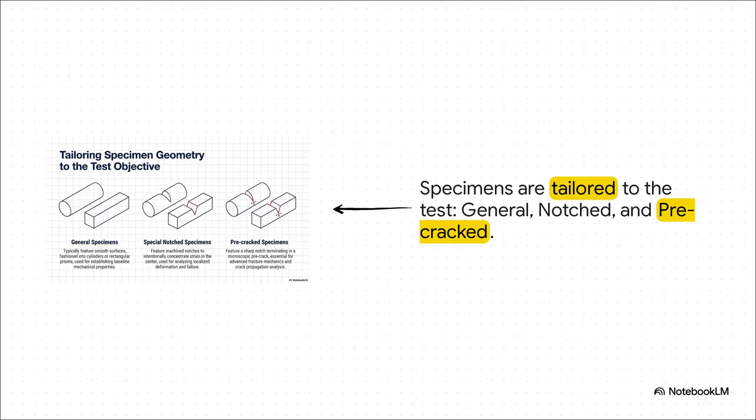The smooth, general ones give us a baseline for the material's strength. The notched ones are designed to focus all the stress in one tiny spot so we can study how failures start. And the pre-cracked ones, those are for the really advanced stuff, looking at how cracks actually grow.